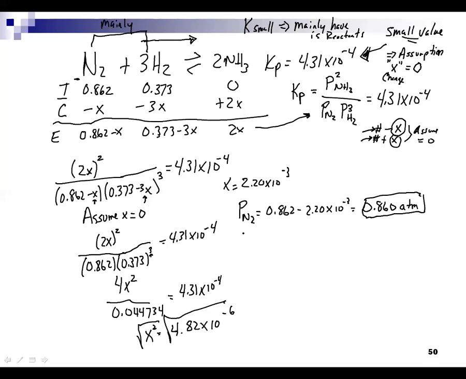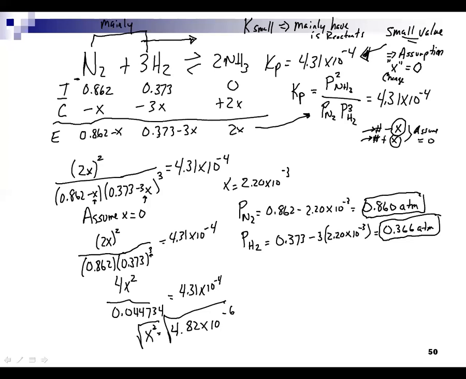We could do it for the partial pressure here of H2, which would be 0.373 minus 3 times 2.2 times 10 to the minus 3. And that's going to get us 0.366, I believe, which again is also a pressure, so it also should have units associated with it.